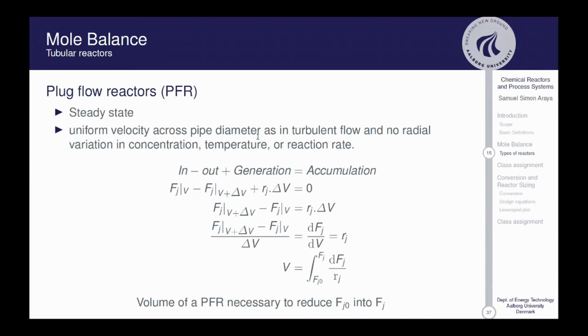And therefore, if we get back to the mole balance equation, we still have a steady state equation, so no accumulation. Steady state means no variation in time, so we have no accumulation here. And then we have uniform velocity along the diameter, as in tubular flow, and no radial variation in concentration. So along the radius, it's the same. And the velocity in the middle of the reactor is the same as well, and therefore we can just say in minus out plus generation is equal to accumulation.